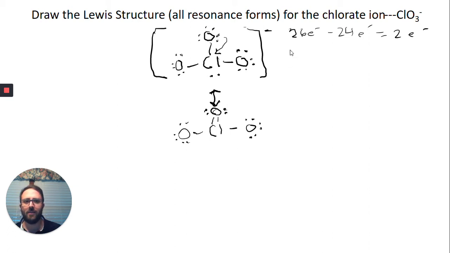Okay, so how do we get formal charge? Let's look at each one of these oxygen atoms. All these oxygen atoms are equivalent right now. So for oxygen, we take the total number of electrons that it should have if it was unbound.